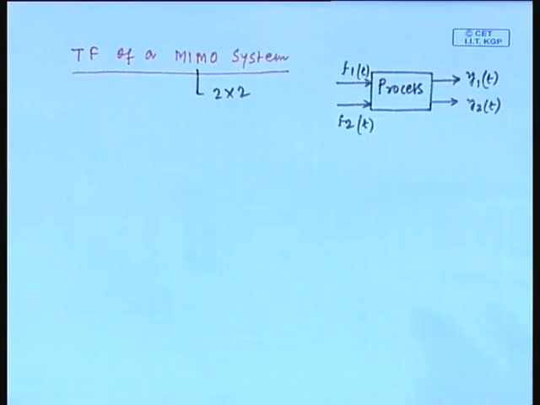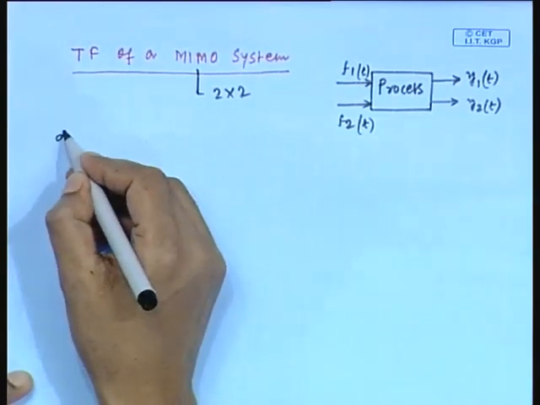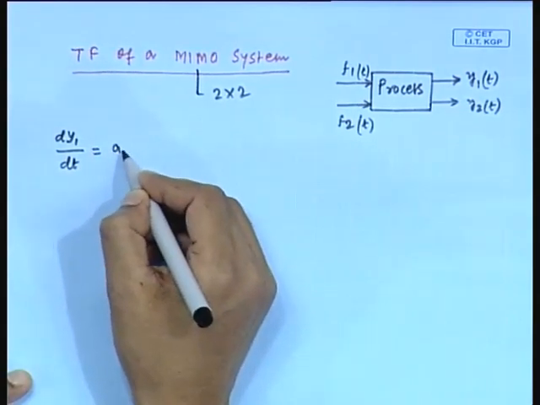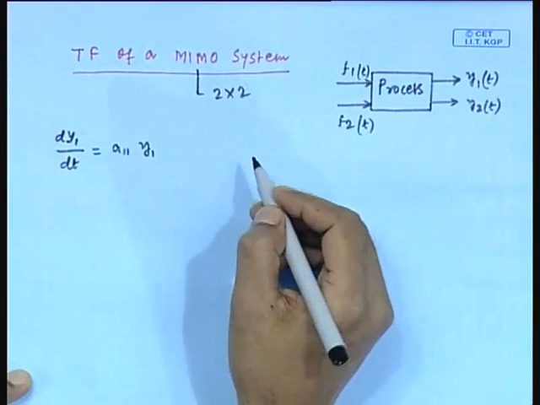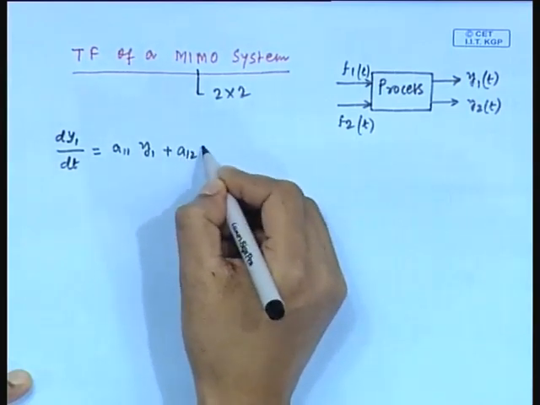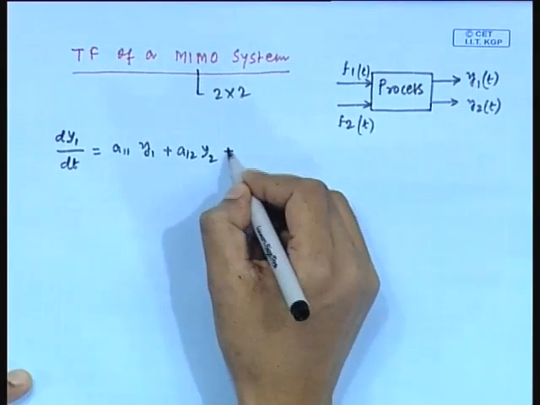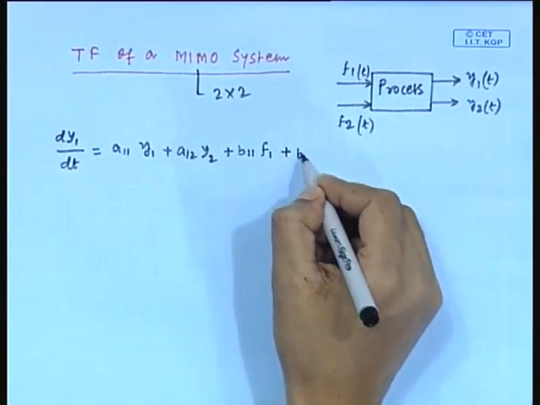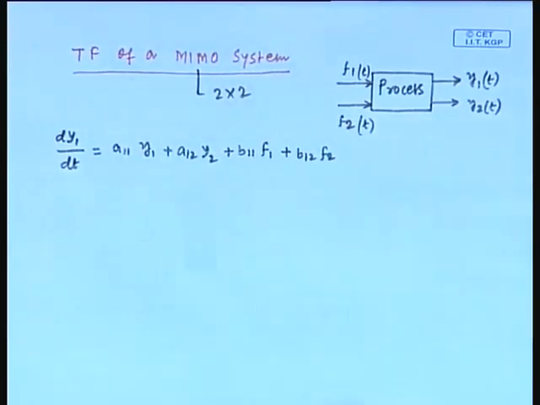So, the input output model is dy1/dt equal to A11 y1 plus A12 y2 plus B11 f1 plus B12 f2. This is a linear equation, and this equation is representing the variation of y1. Fine.